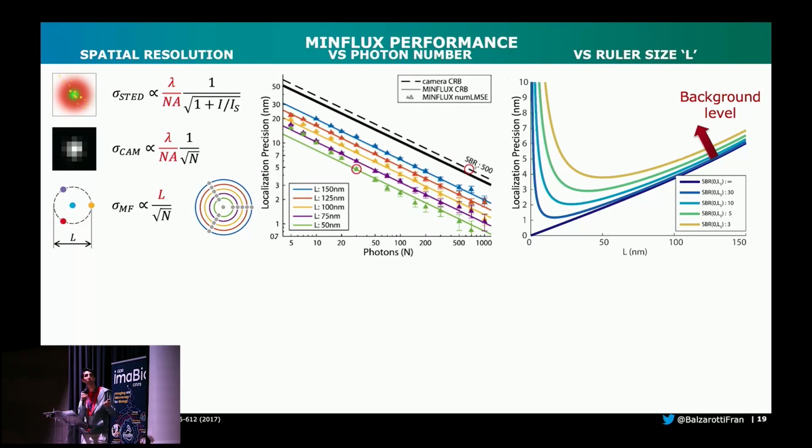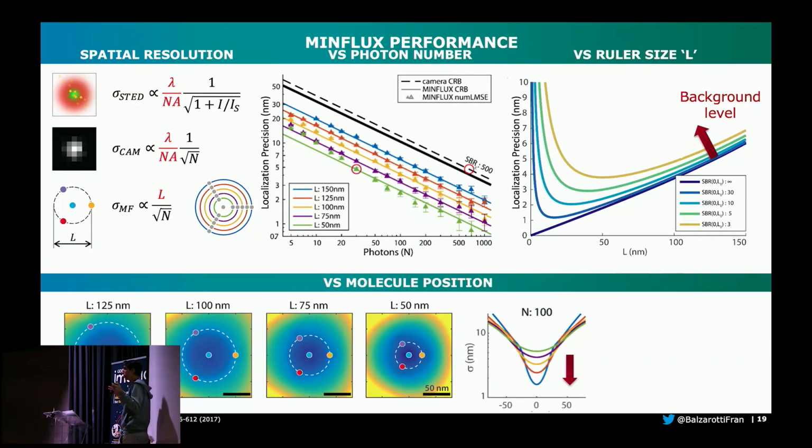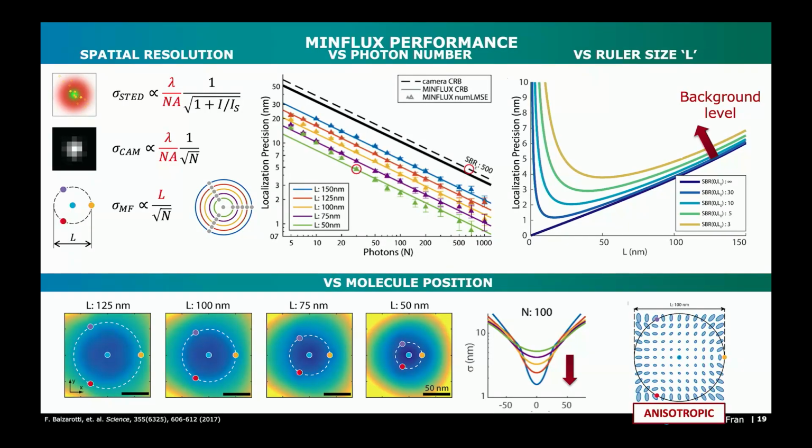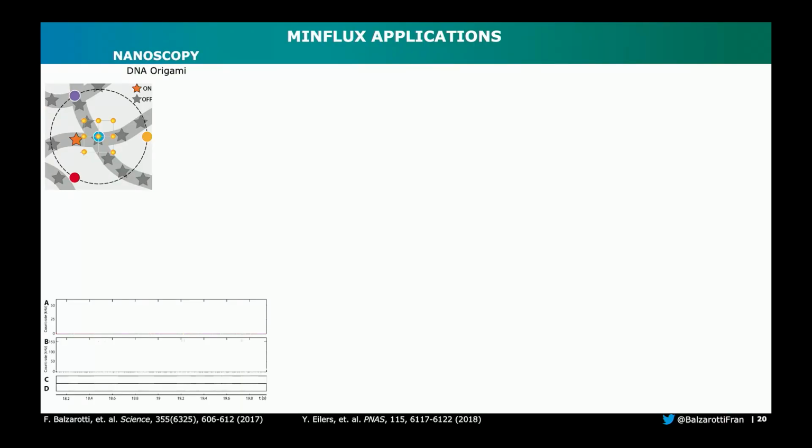You can keep shrinking your pattern, but of course, in the absence of background, everything's great. When you have background, there is an optimal place where you should be, because at some point you're just overlapping constant profiles, so it means nothing. And of course, the precision is position dependent, and it is anisotropic, meaning different positions in space for a molecule will give different ellipticities.